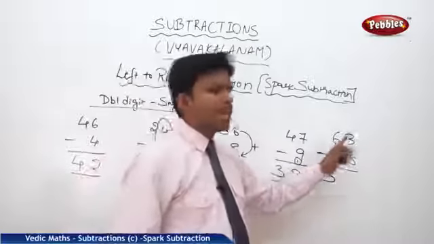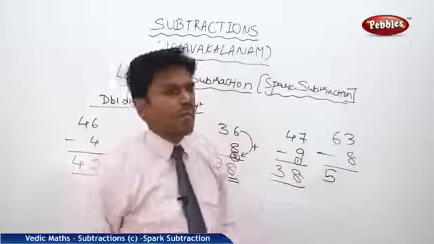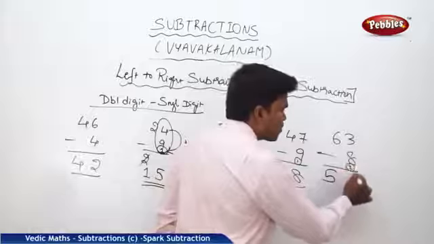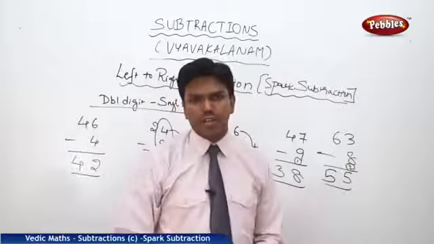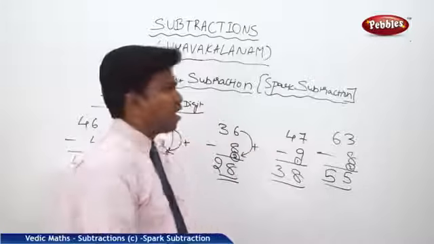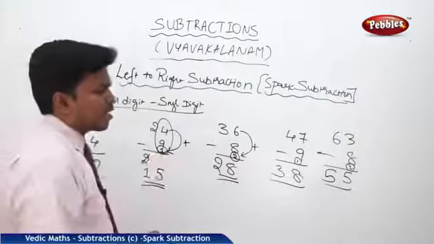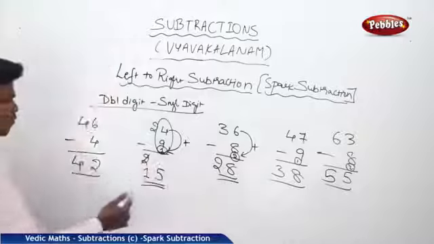So bring the above number and add to the below number complement. That is 3. Below number complement is 2. So 3 plus 2, 5. So my answer is 55. So like this we can do double digit minus single digit. Even we can take one more example like this.